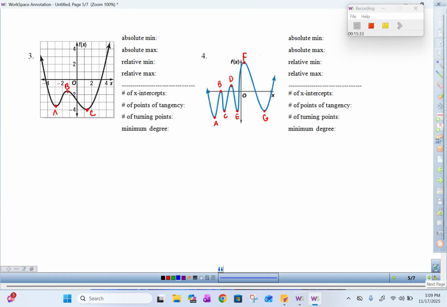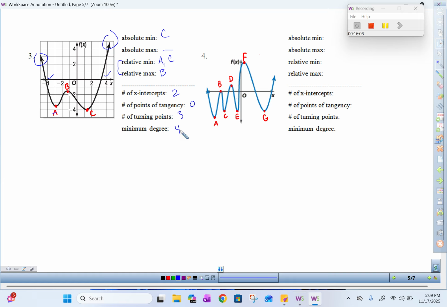All right, looking at this one, relative min and max. One more time, we've got our low points of A and C here, relative max of B. And then looking at this, the absolute minimum is C, but there is not an absolute maximum because we have arrows going up. There are 2 x-intercepts here and here. There are no points of tangency. And then the number of turning points are 1, 2, 3 total, which makes a minimum degree of 4.